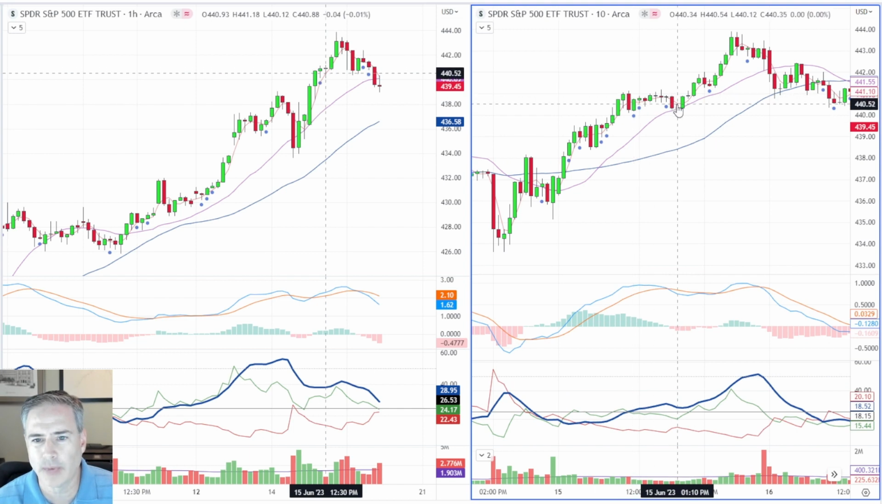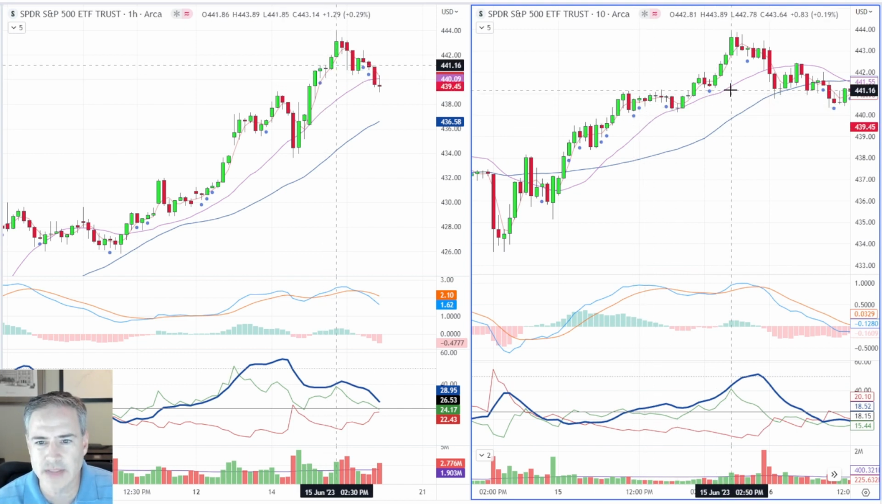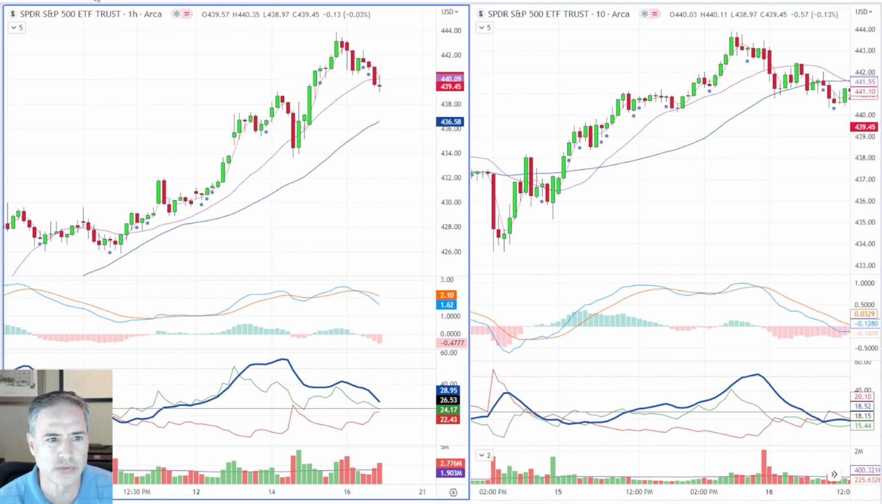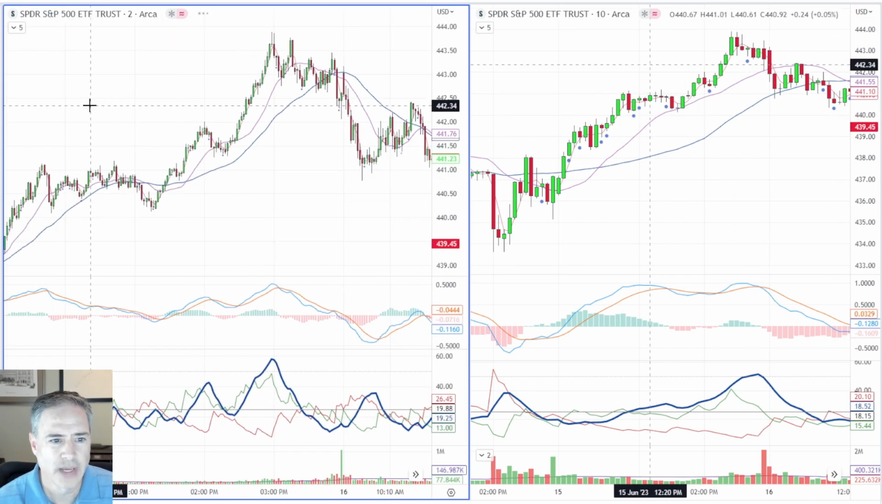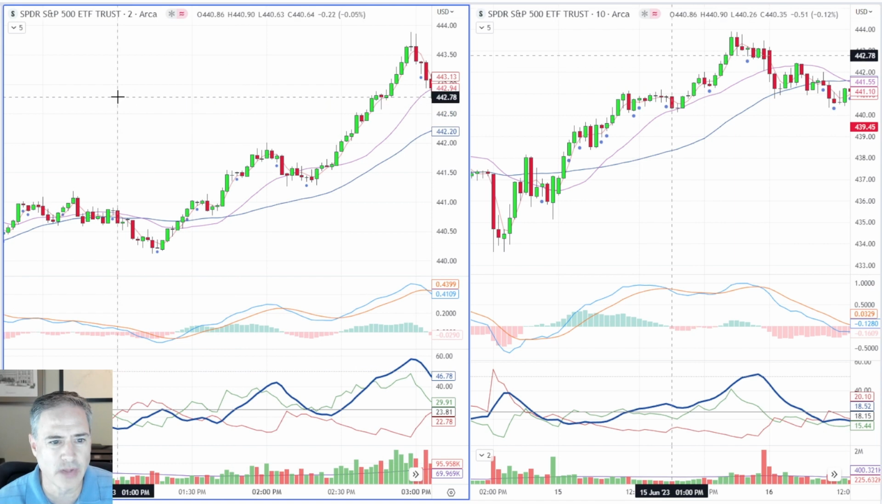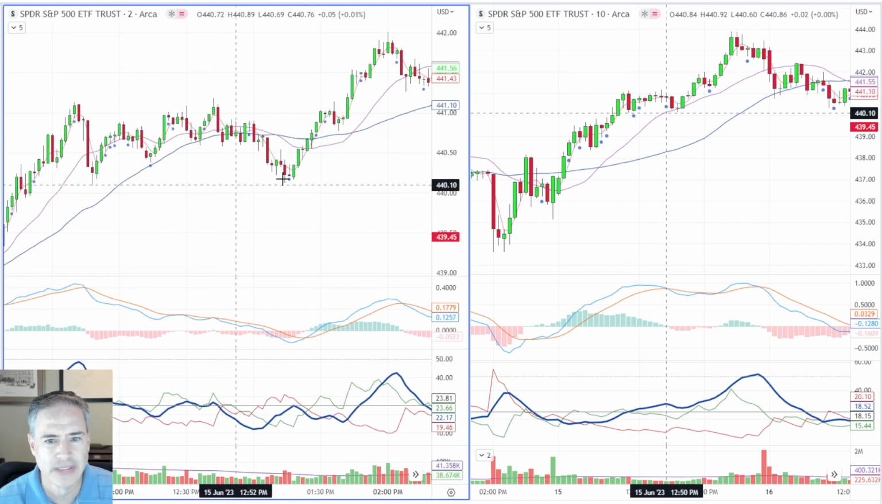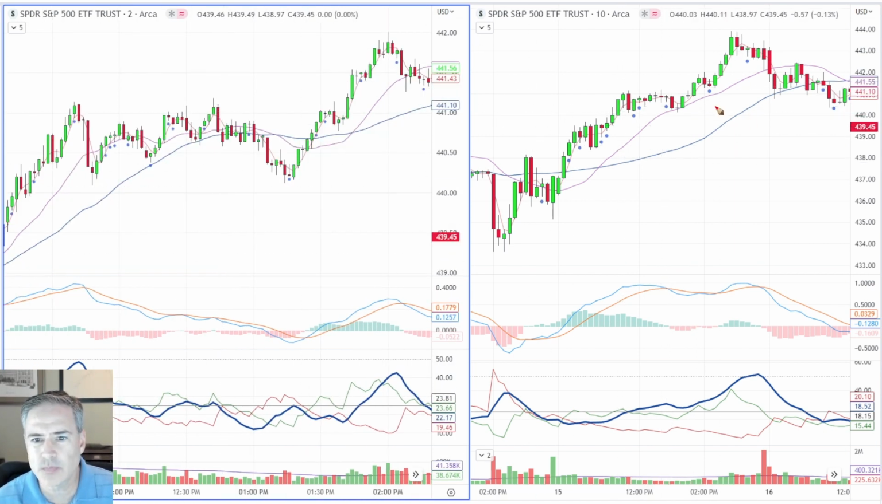So look at this pullback on the 10-minute. Again, look at the rising moving averages. Now I'm going to switch this to a 2-minute. I want to just show how the markets are fractal, and we can see these same patterns developing in all different time frames. Now, in this case, we get this pullback, and it actually doesn't look that hard.